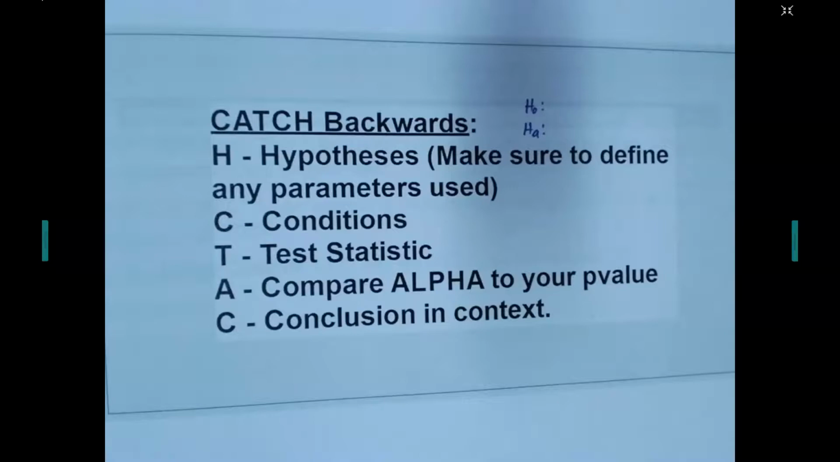And then we compare our alpha to our p-value to make a decision. Remember, the alpha is our cutoff level. And if our p-value is below the cutoff level, then we're going to decide to reject the null in favor of the alternative. And then we're going to write our conclusion in context. Okay, so these are the steps we're going to go through.